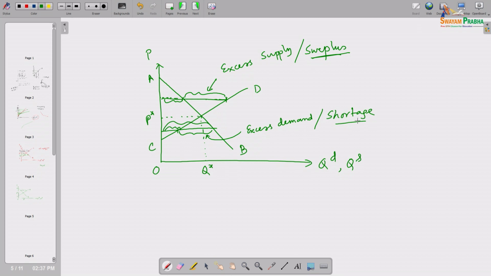Shortage means the customers are trying to purchase a certain amount of the commodity, but that much supply is not available in the market. So there is a shortage of commodity supply in the market; in that sense it is shortage. This E point is the equilibrium point, where demand and supply match each other exactly. We can call this a stable equilibrium also.